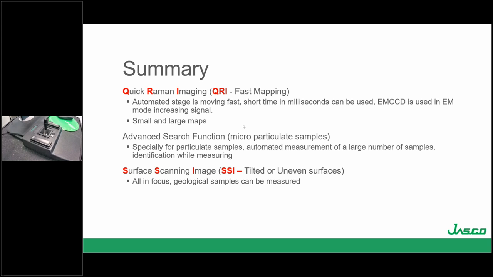We can do small samples, like the sample that I measured, and also large maps like the one that I showed for the pharmaceutical tablet. The advanced search function is very useful for particle samples, especially microplastics, and they can be identified while you are doing the measurement, or after the measurement is done. And the surface scanning image can be used for tilted, uneven, rough surfaces, like a geological sample.